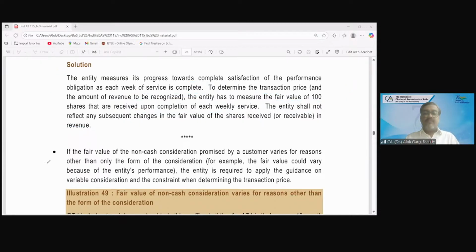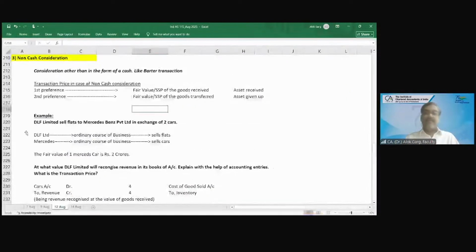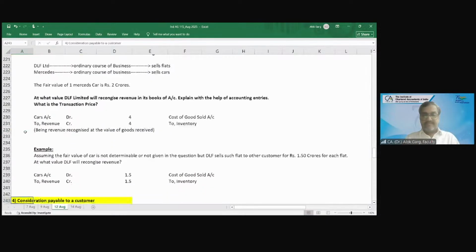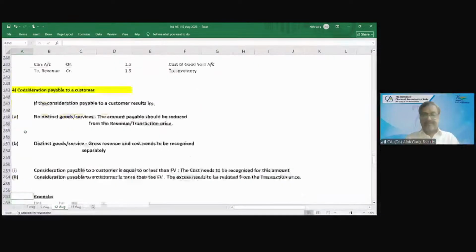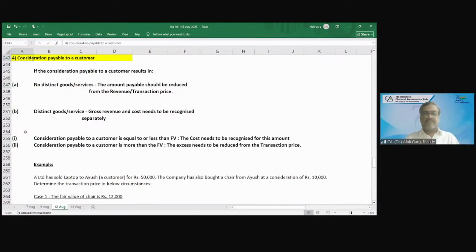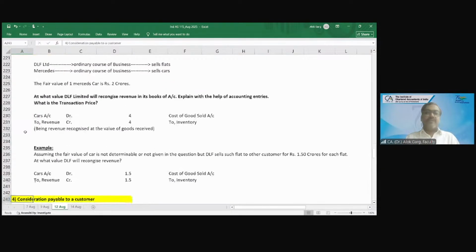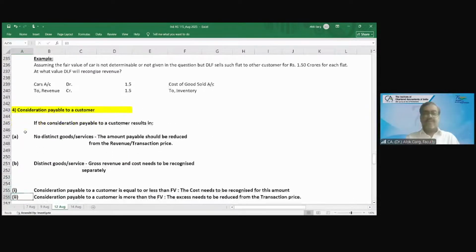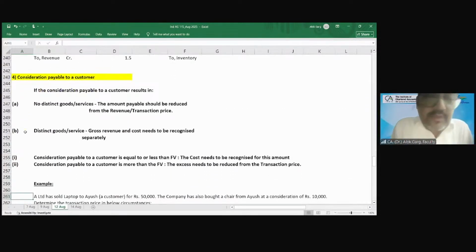Now friends, we are moving to the next concept. And what is the next concept? Consideration payable to the customer. What is meant by consideration payable to the customer? Can you give any real life example of this? Anyone?